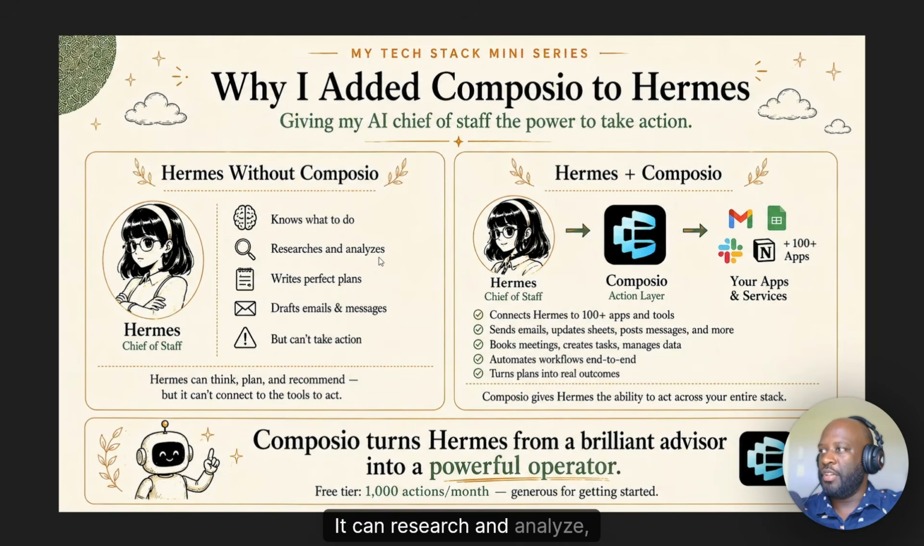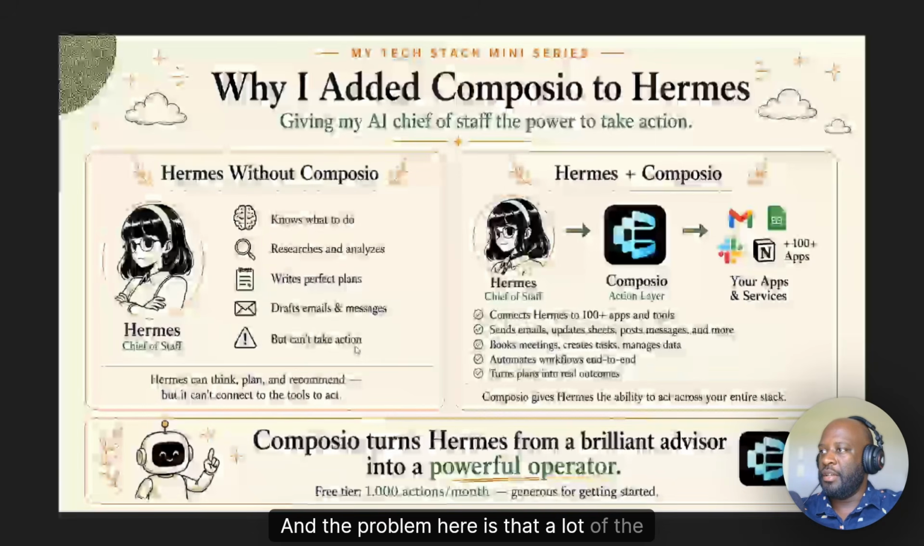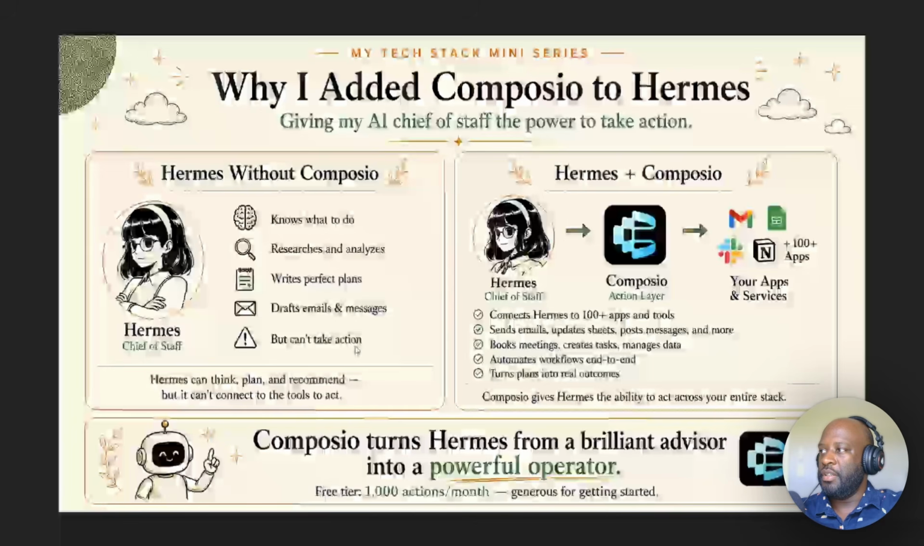It can research and analyze. It can write perfect plans. It can draft emails and messages. But taking action and having it do multiple tasks that involve multiple applications becomes a pain. And the problem here is that a lot of the different tools and applications that you want your agent to have access to all have to be added manually and individually.